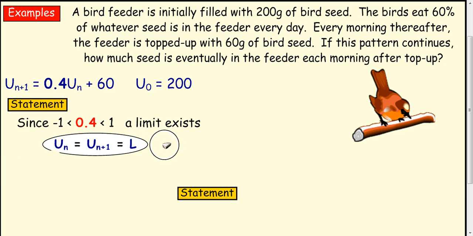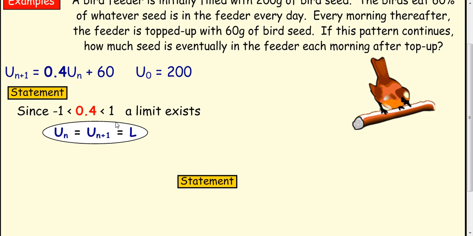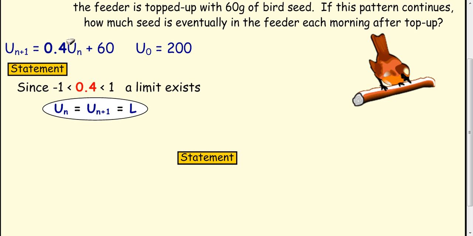The next thing I always write is, because the value going in and the value coming out are going towards the same thing, which is the limit, these two things become L. So u of n becomes L and u of n plus 1 becomes L as well. Eventually the value coming in and out are going to be exactly the same, following along the sequence. So what we do here is we let u of n be L and u of n plus 1 be L, which gives us this.